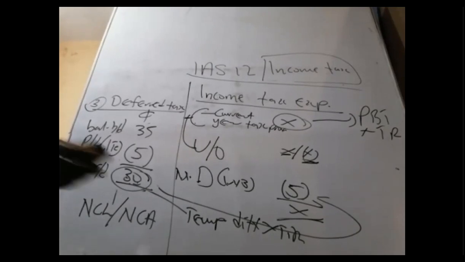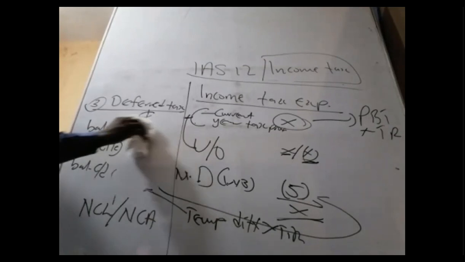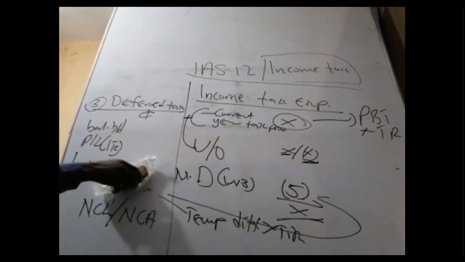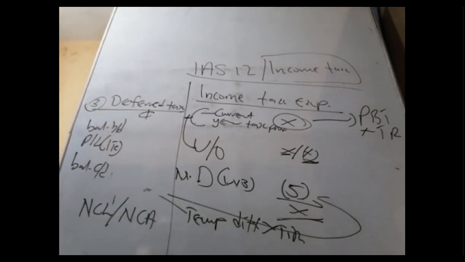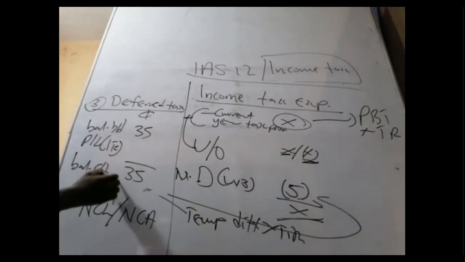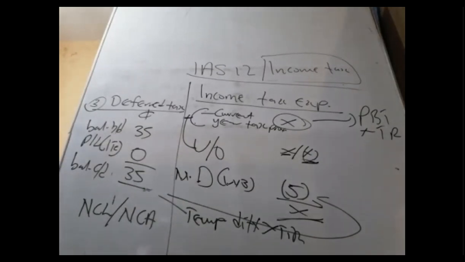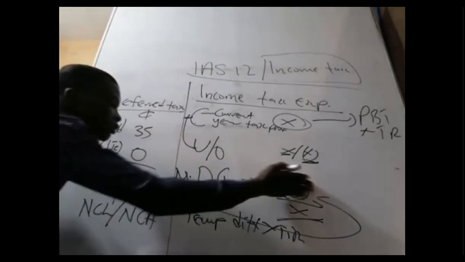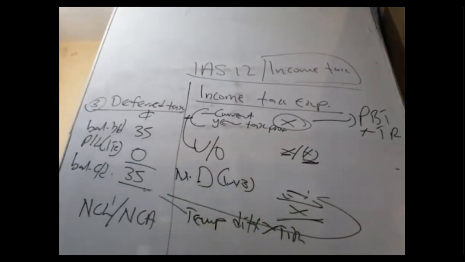What if we have something like this? You meet exactly this in your exams, so take note of it. What if here is 35 and here is 35? That means the movement is 0. Nothing goes here. So here, dash or 0.